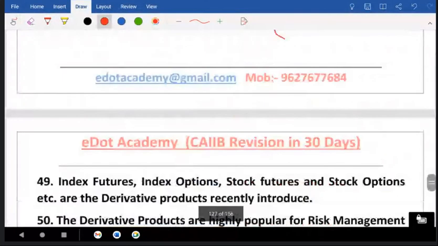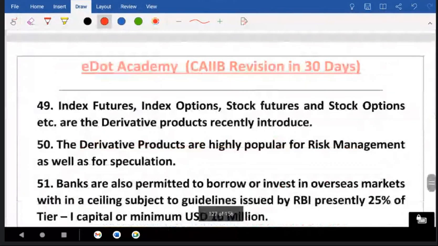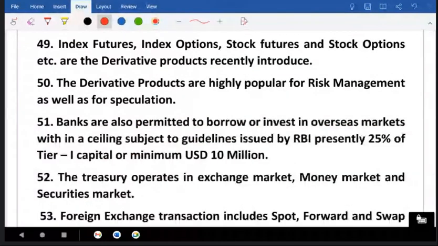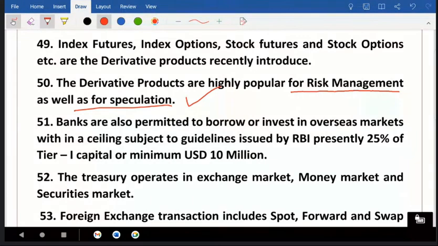Index futures, index options, stock futures, stock options are derivative products recently introduced. So these are the derivatives. Don't memorize the names. You only have to see what derivative products are there nowadays. Derivative products are highly popular due to risk management, as well as speculation. Speculation is making profit suddenly from a sudden change. Within 2 days, 3 days, the price may go up and you can make a huge profit. So that way derivative products have become more popular.